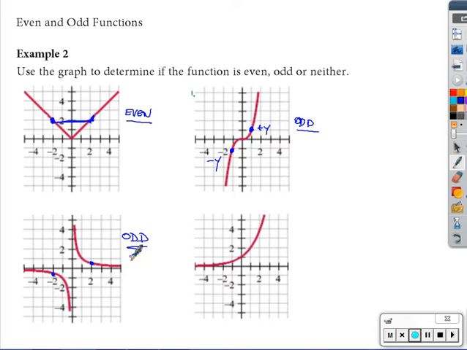Last, again, spot check here. For 1, I get 2. For negative 1, I get not 2 or not negative 2, I get a half or so. So these numbers are not the same and they are not opposites, therefore this function is neither. So we knew how to tell even, odd, neither from substitution, even, odd, neither from graphing.